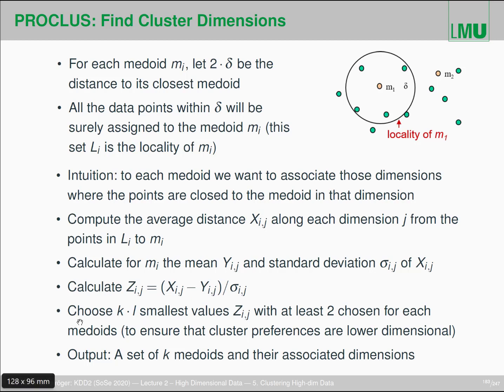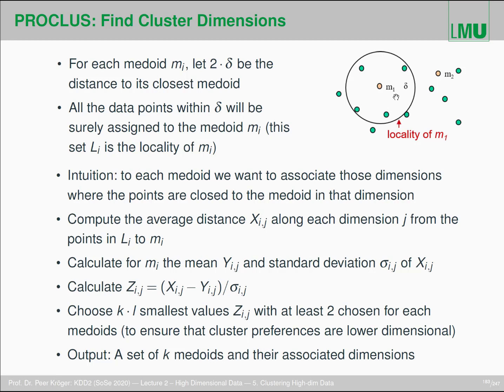So we choose the k times L smallest values from those dimensions, with at least 2 chosen for each medoid, which is some magic number here, but that means that at least 2 features are relevant for all medoids. And at most it's k times L. The output is a set of k medoids and their associated dimensions, the k times L smallest dimensions, which are then associated to the medoids.